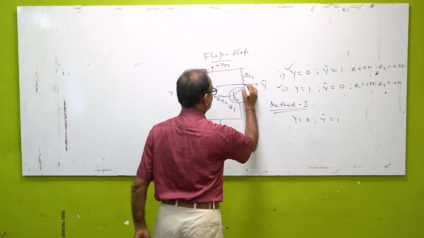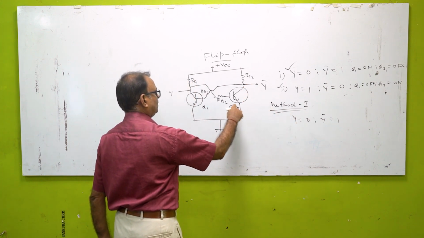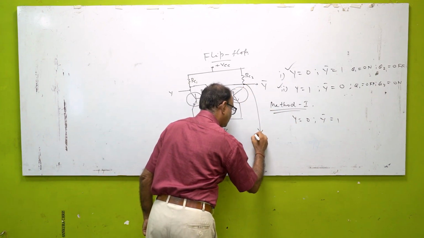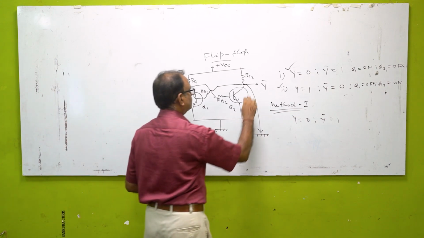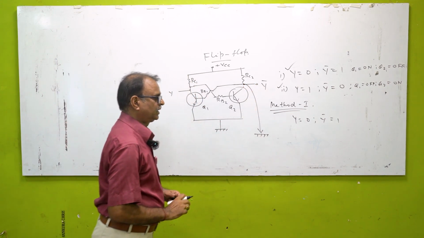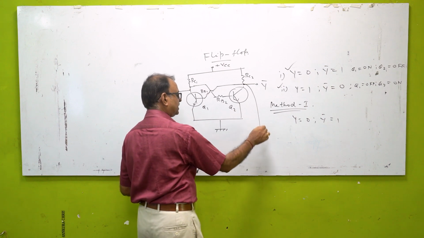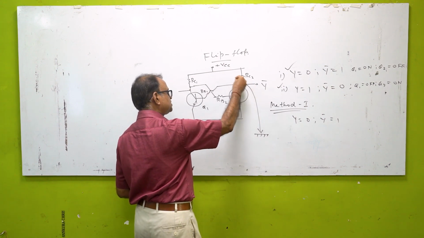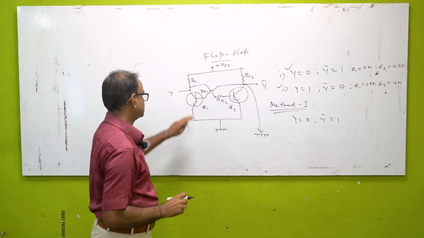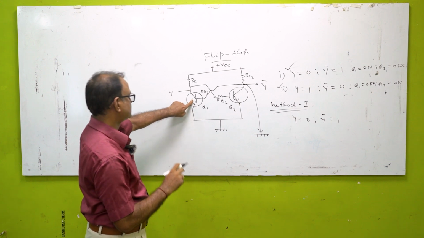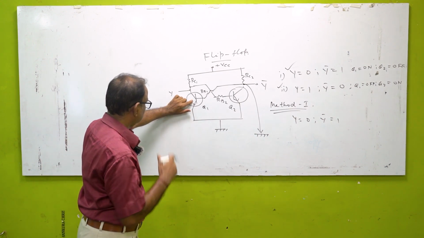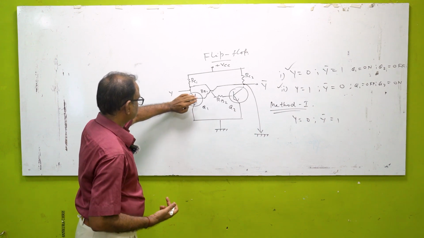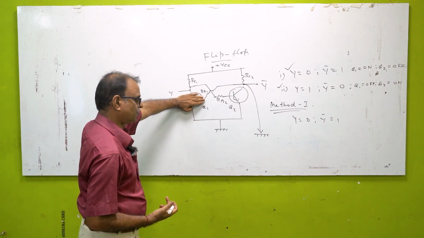Since y bar is equal to 1, if I now connect this to the ground, what will happen? Y bar will now be equal to 0. If y bar becomes 0 after connecting it to the ground, then 0 voltage will be coming to this transistor Q1, and hence this transistor will not get any voltage for its operation. Naturally this transistor will be off.